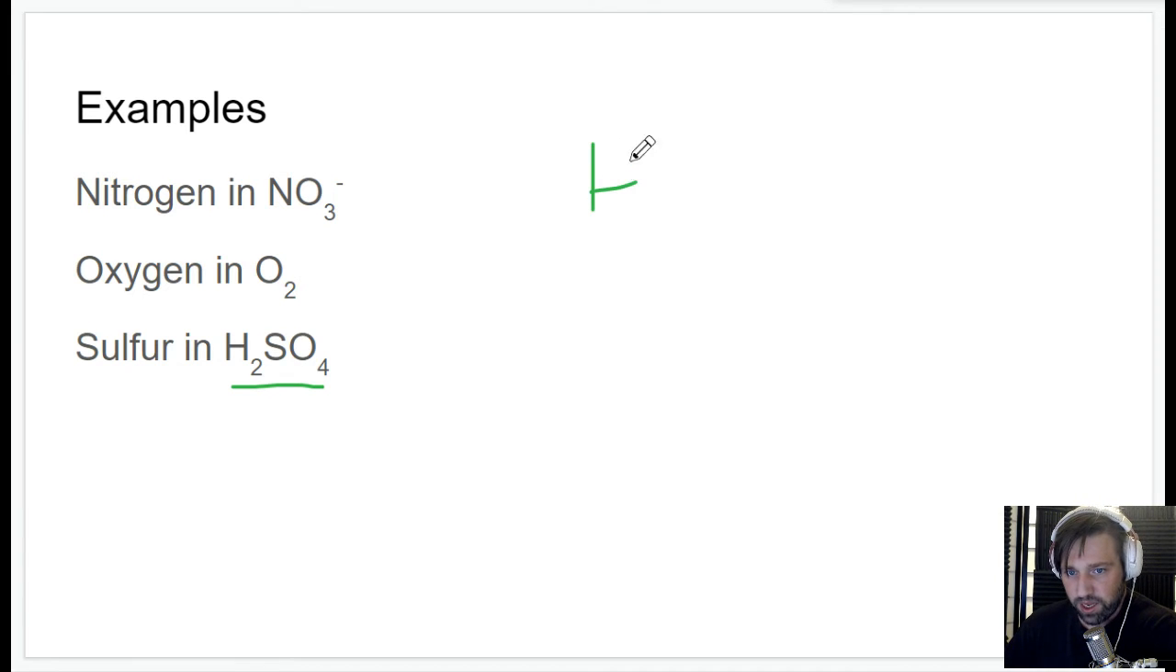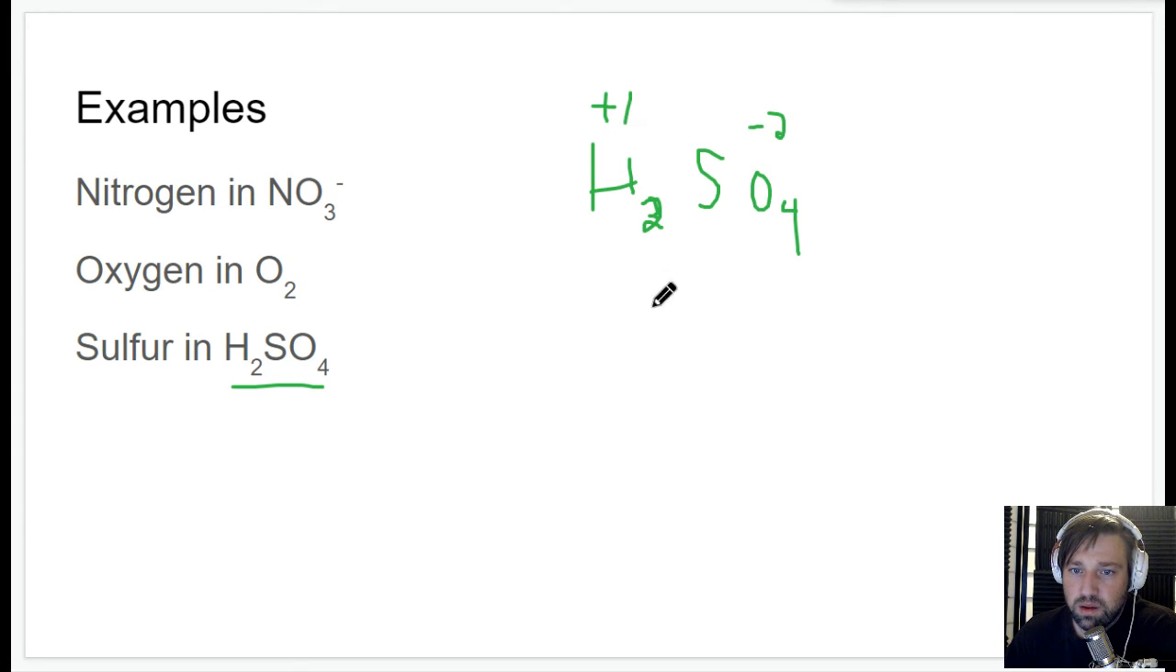And now sulfur in sulfuric acid. I'm going to write out H2SO4. Now, we think back on these rules. We know what oxygen is going to be. It's going to be -2. And each hydrogen is going to be +1. I don't know what the sulfur is going to be, though.